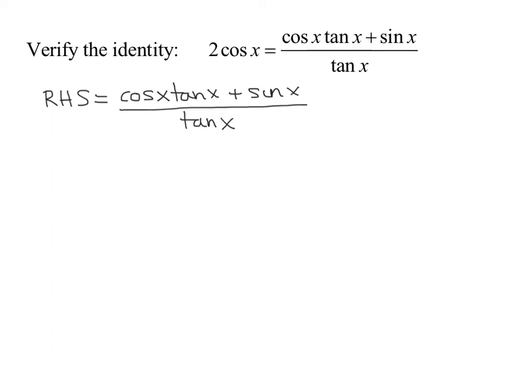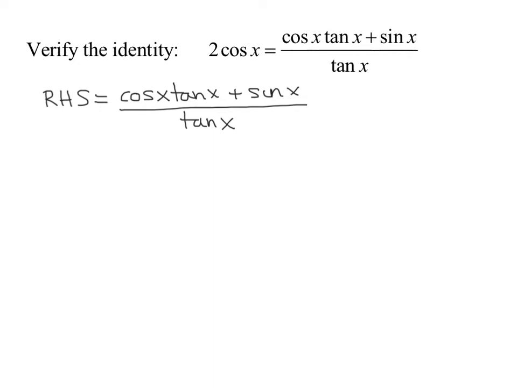And now before I do anything else, I look at what I'm trying to prove. All I'm trying to prove is this equals 2 cosine x. So I have a cosine x here, but I've got tangents and sines in here too. So I think what I'm going to do on this problem is write everything in terms of sines and cosines and then see what happens.